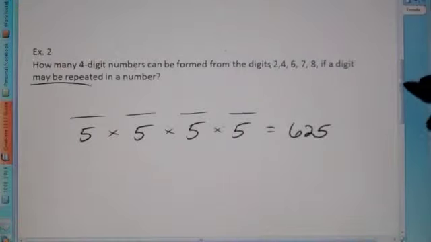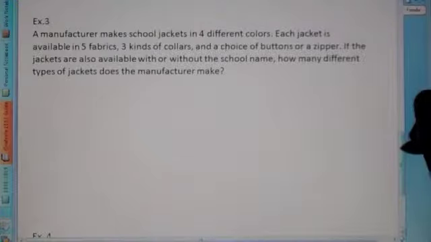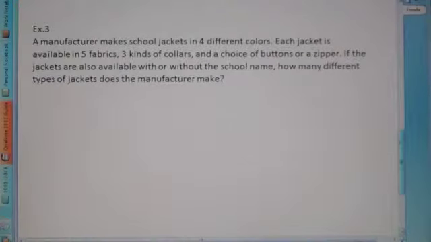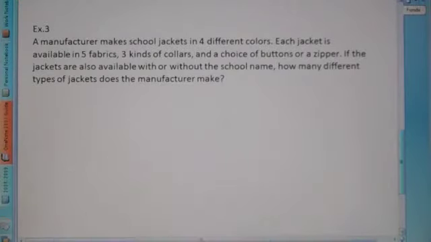Now our next example. Now we have a little word problem here, one that you guys are more interested in. A manufacturer makes school jackets in 4 different colors. Each jacket is available in 5 fabrics, 3 kinds of collars, and a choice of buttons or a zipper. So when you guys have to get your Letterman jackets, you're going to have to make some decisions. Well, we take all our different options and multiply them together.